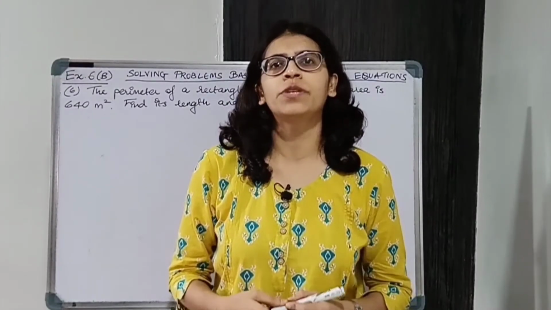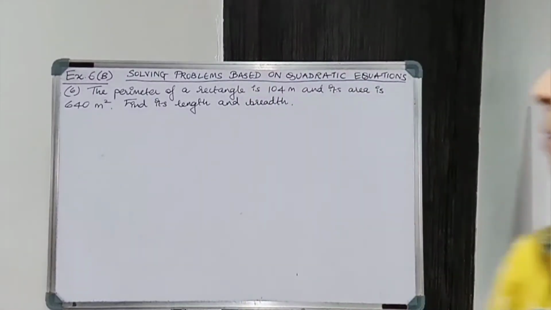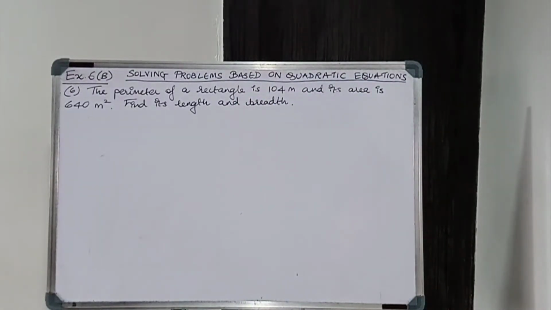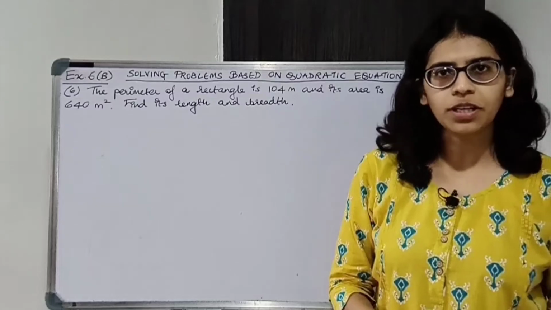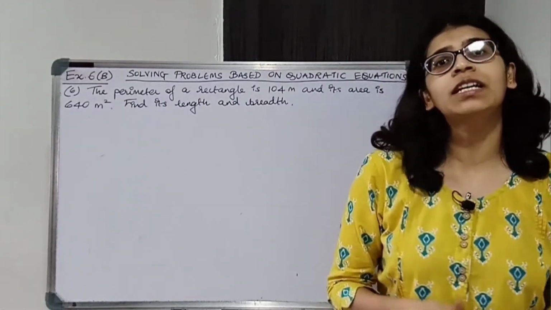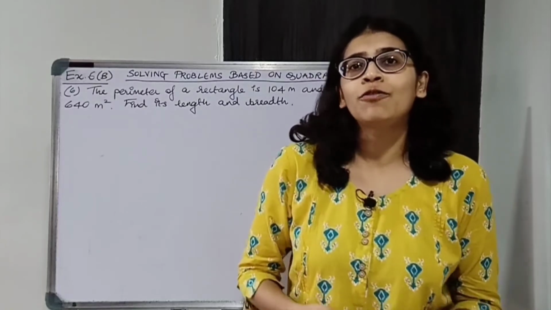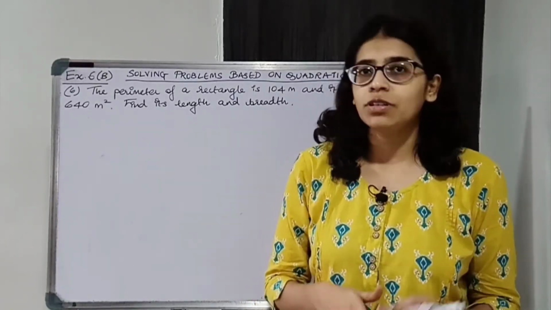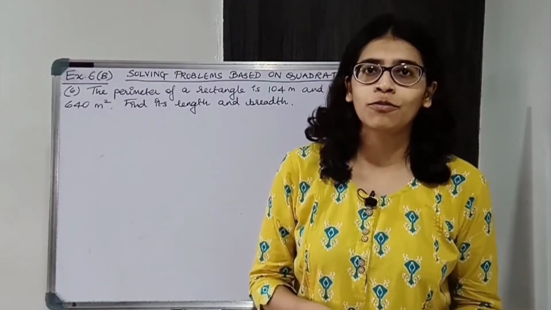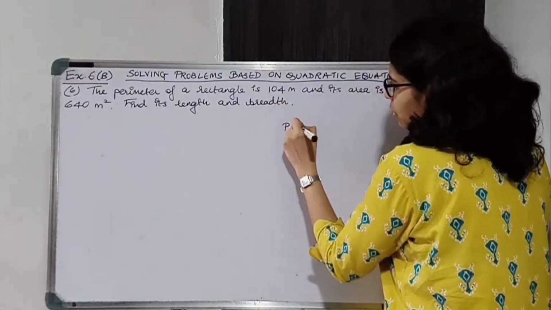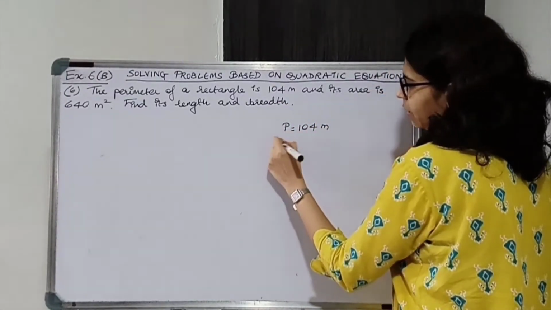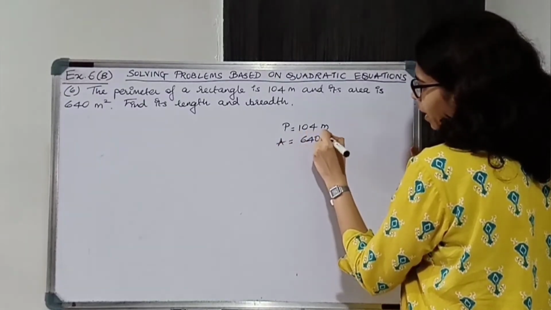Moving on to the next question, question number 6. The perimeter of a rectangle is 104 meter and its area is 640 square meter. Find its length and breadth. There is a rectangle and we have to find its length and breadth. Now perimeter is given to us and area is given to us, so you have to apply the formulae of perimeter and area. So the basics should be clear. You should know the formula of perimeter and area. Now perimeter is 104 meter and area is 640 square meter.